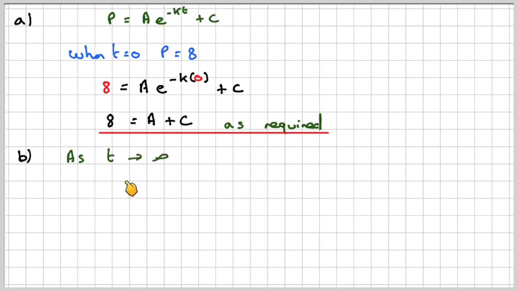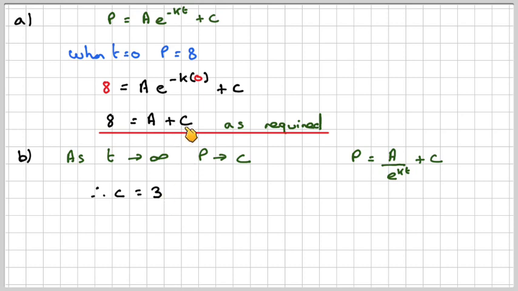We know as t goes to infinity, P = A/e^(kt) + C. e^(-kt) becomes that, using the rules of indices. Therefore, here we're going to get A over a very, very large number, which we'll count as 0. So P will tend towards C. And we're told that it will tend towards 3,000. But remember, we're working in thousands, so therefore C is 3.